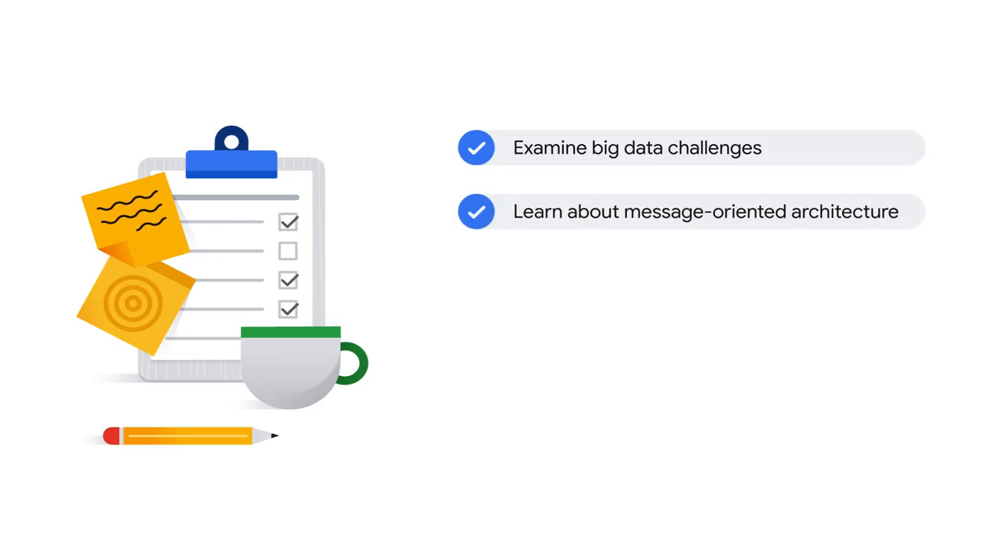Coming up in this section, you'll start by examining some of the big data challenges faced by today's data engineers when setting up and managing pipelines. Next, you'll learn about message-oriented architecture. This includes ways to capture streaming messages globally, reliably, and at scale so they can be fed into a pipeline.